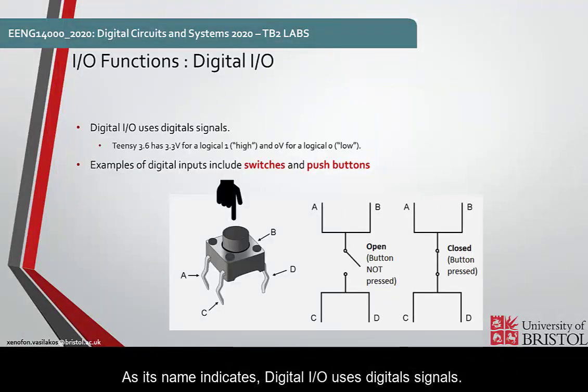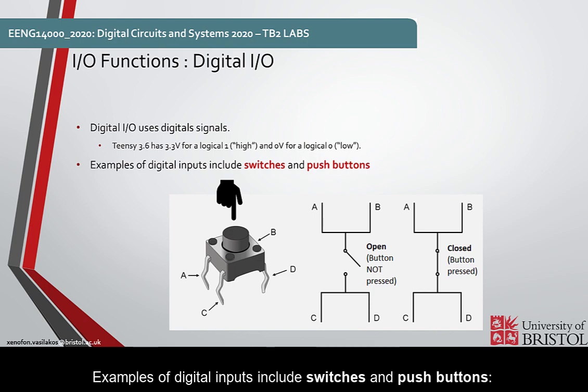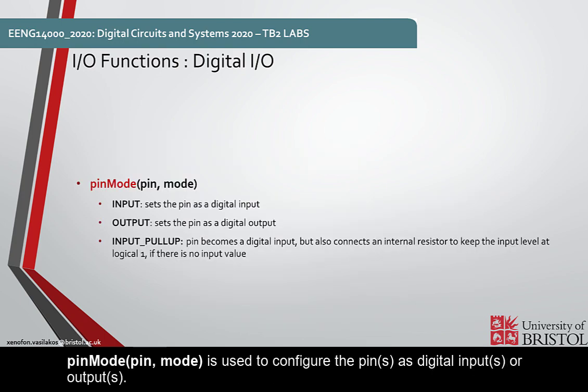As its name indicates, digital I/O uses digital signals. Teensy 3.6 has 3.3 volts for a logical 1 and 0 volts for a logical 0. Examples of digital inputs include switches and push buttons. They are either on, in other words closed circuits, or off, in other words open circuits. There are no values in between.